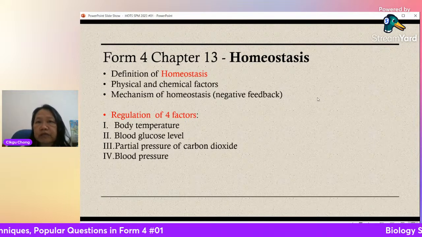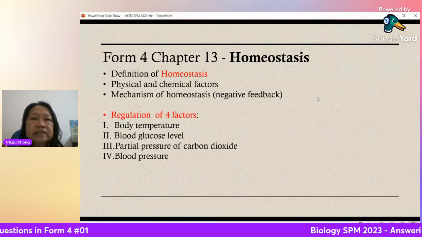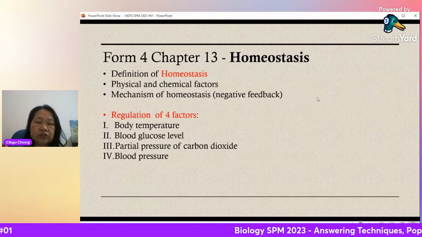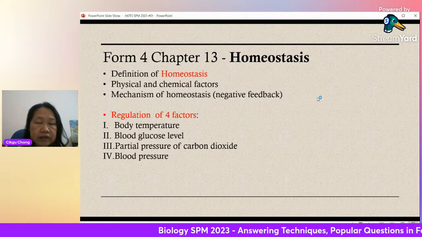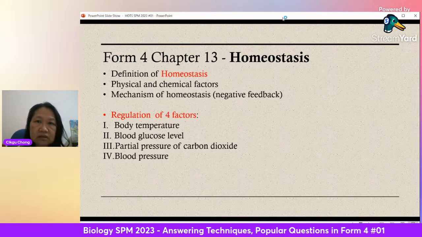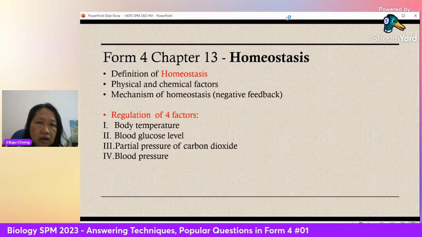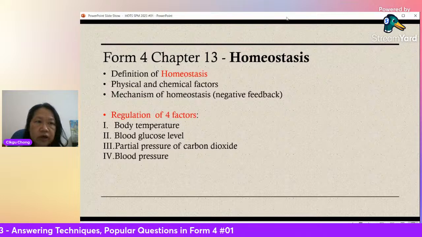And I noticed from the previous questions, they will always have at least one question from homeostasis. So this chapter is very important. Okay, so please do not leave out this chapter.